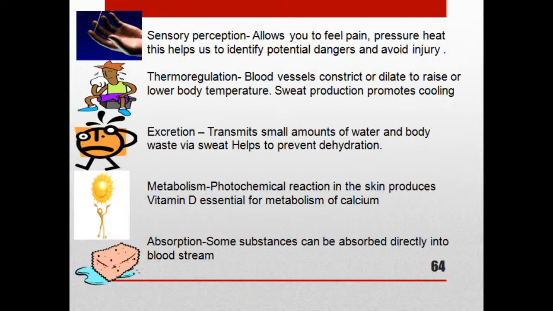Other functions of the skin. Sensory protection allows you to feel pain, pressure, and heat, which helps us to identify potential dangers and avoid injury. Thermal regulation: blood vessels can constrict or dilate in response to a rise or drop in body temperature. Sweat production, excretion, metabolism, and absorption functions.